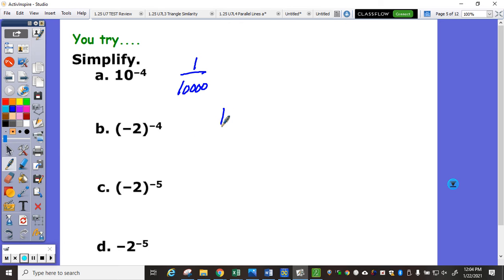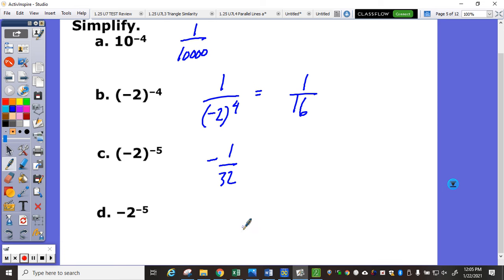Negative 2 to the negative 4th is the same thing as 1 over negative 2 to the positive 4th, right? And so negative 2 times negative 2 times negative 2 times negative 2 is going to be positive 16. Now, trick here. If I have a negative number for my base, if the exponent is odd, the outcome will be negative. If the exponent is even, the outcome will be positive. All right, so we get negative 1 over 32. Lauren?